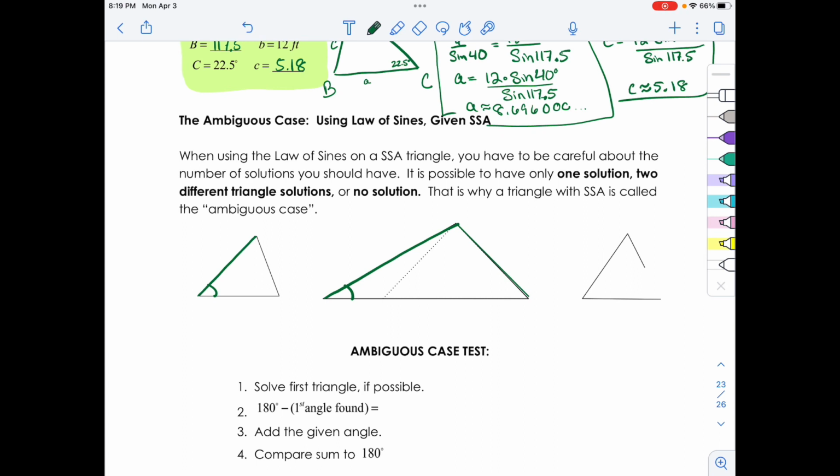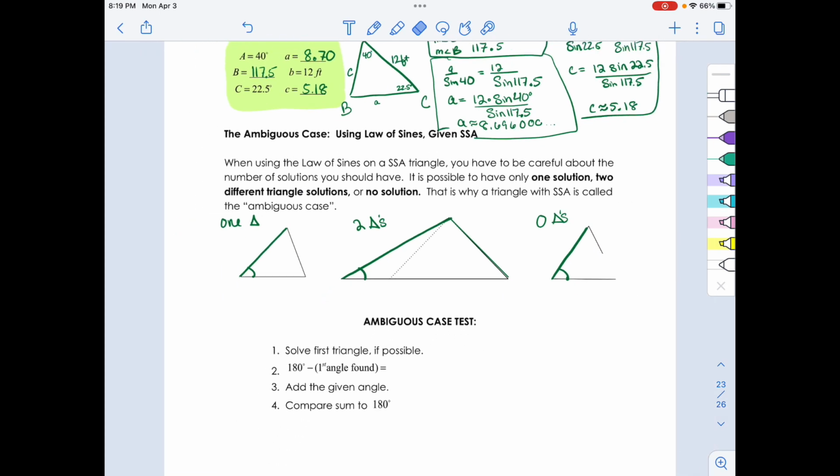So you could have one triangle, you can have 2 triangles, or there's even the case with angle, side, side, that this side is just too short. It doesn't matter how I swing it, it never hits the opposite side, and therefore I have 0 triangles. So as we solve the ambiguous case, we have to think about all those different possible solutions that could happen and then figure it out.